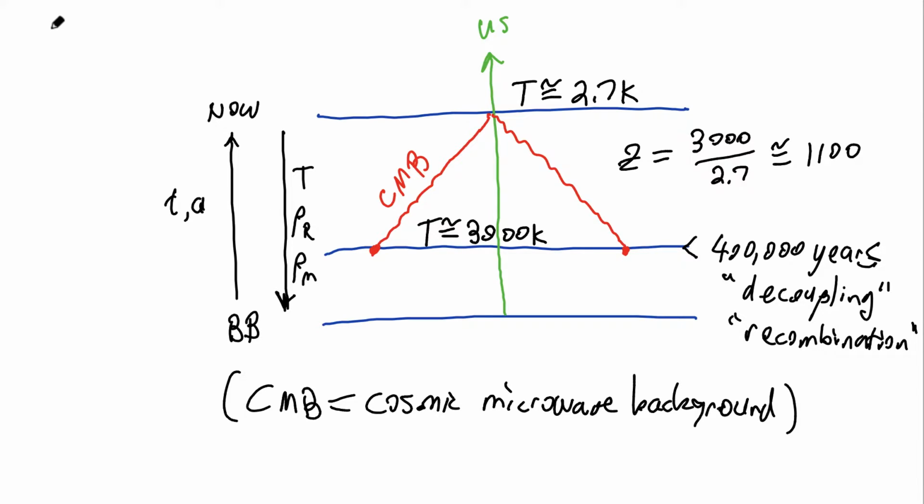So this is the basic picture of the evolution of our universe. This is sometimes referred to as the standard model, where the major events are the Big Bang and recombination.